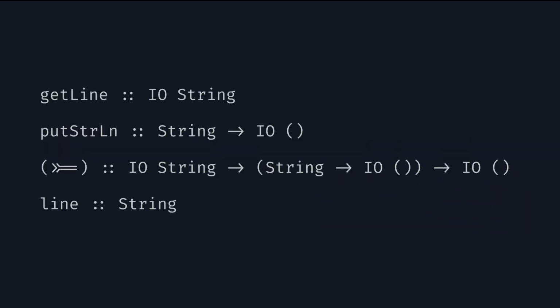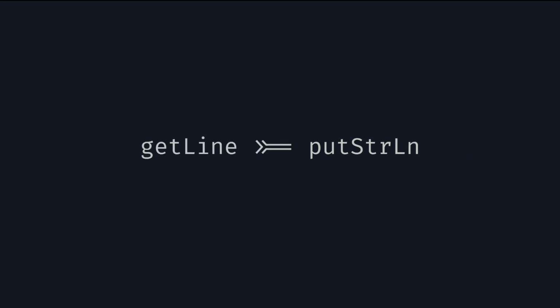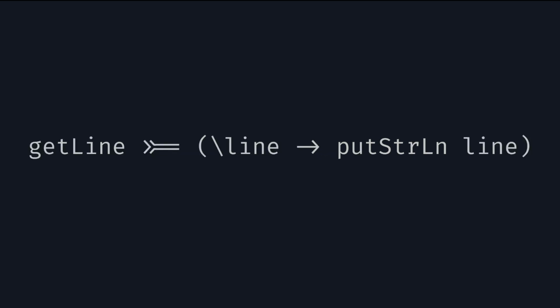Here are the types of each sub-expression. getLine is IO of string, putStrLn is a function from string to IO of unit, bind takes IO of string and a function from string to IO of unit, and returns IO of unit. And the line is a string that gets thrown around. So the type of the whole expression is IO of unit. Also note that this example can be written in a more concise manner in point-free style.